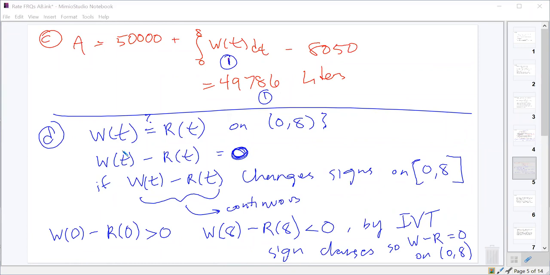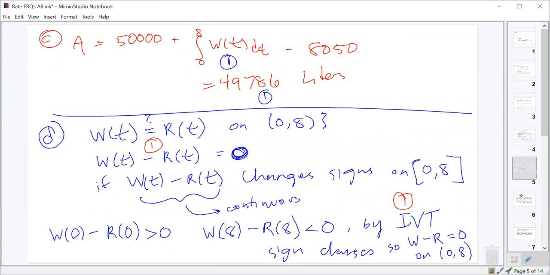And then you get 2 points: 1 for looking at W of t minus R of t equals 0, and 1 for all the work that shows why it must have changed signs, with an explanation that the intermediate value theorem says that it must have gone through the x-axis, or the t-axis. Good or no? Good.